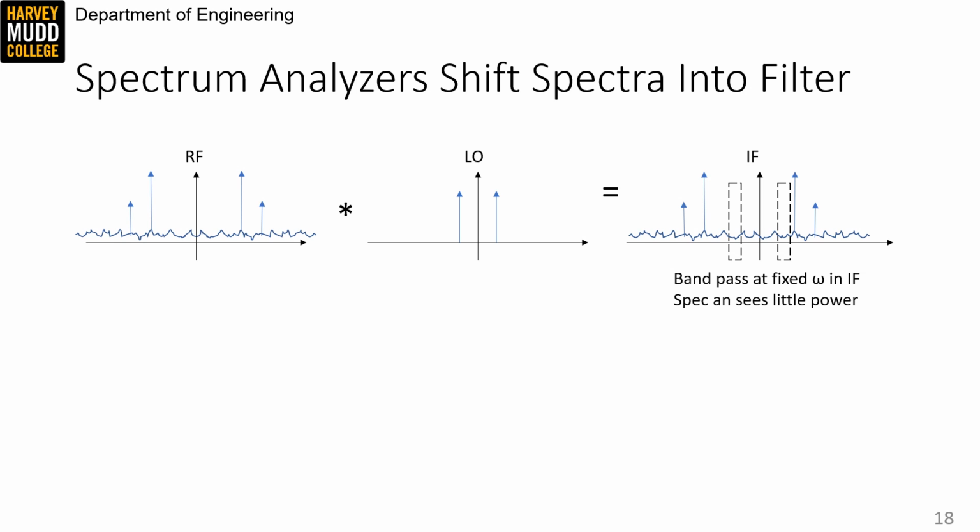So here's an example of the mixer plus resolution bandwidth operation. The input spectrum is a signal with some noise, we've shown that on the left.